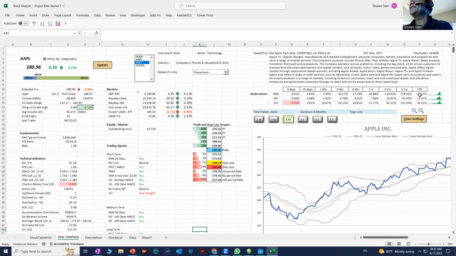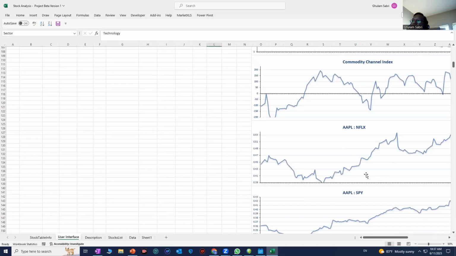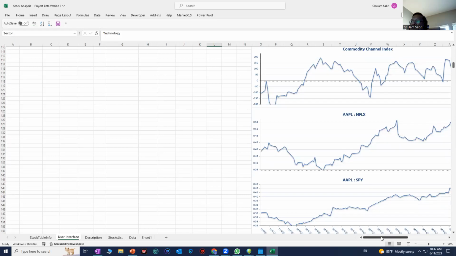Out of this, 1 year was 26%. The previous 6 months were bad, and it has beaten both the broader index, which is SPY, and the technology sector, which is 21%. Because Apple falls in the technology sector. So it gives you a comparison of how Apple is performing against its own index, and against the technology sector. It's beating both of them down right here. Apple versus Netflix, Apple versus SPY.